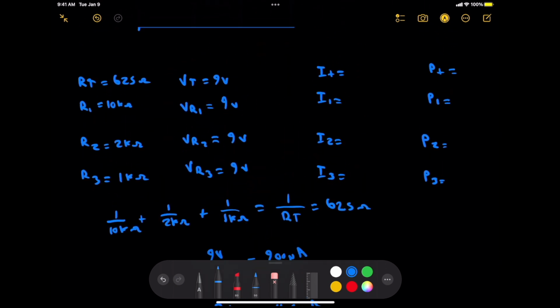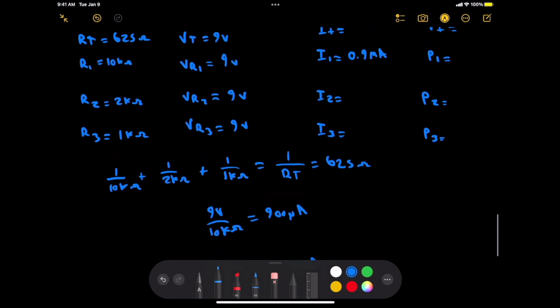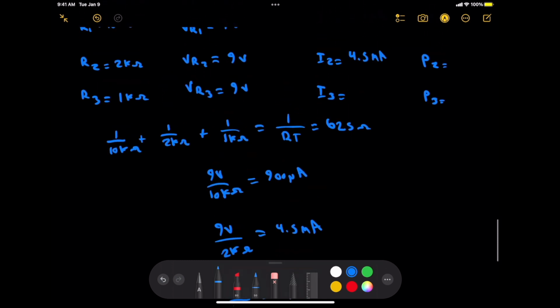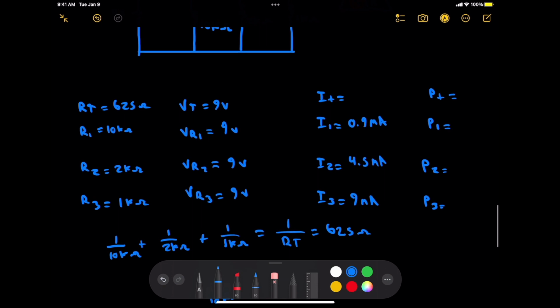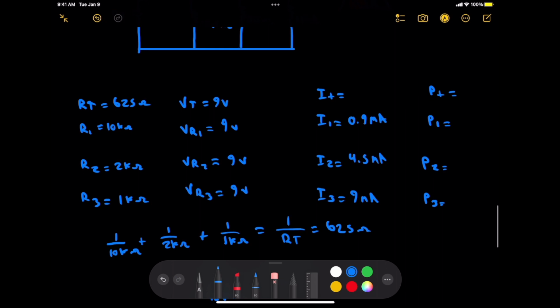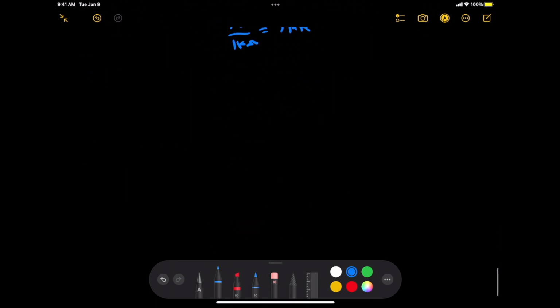900 microamps, or 0.9 milliamps, 4.5 milliamps, and 9 milliamps. And it's good just to keep everything in the same base value. However, this is not really proper. You're supposed to remove the decimal place when you're doing this. However, just keeping it all the same is going to become easier to add this up to get our IT. So to do that, we just add up our individual currents, and it'll give us the current sum.